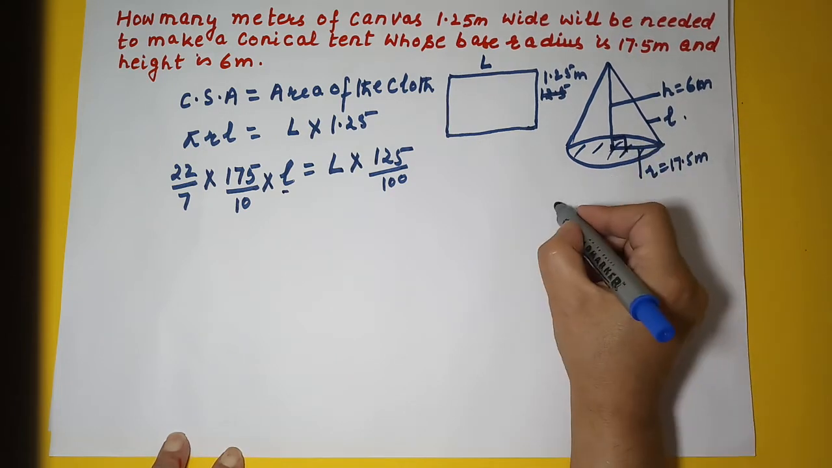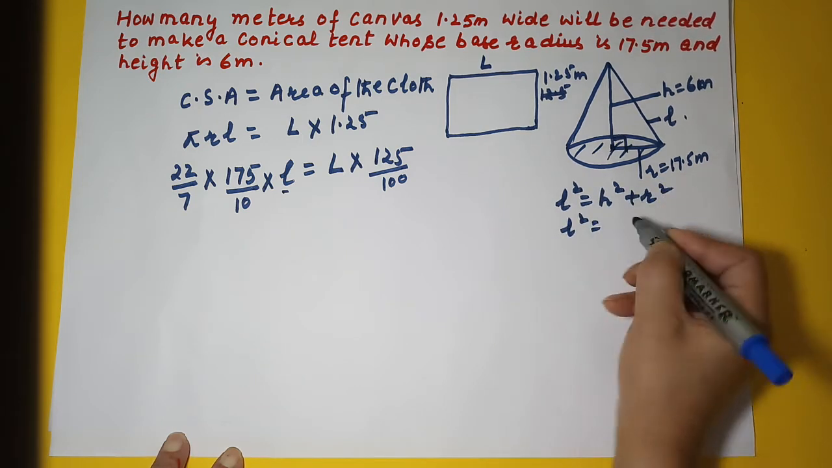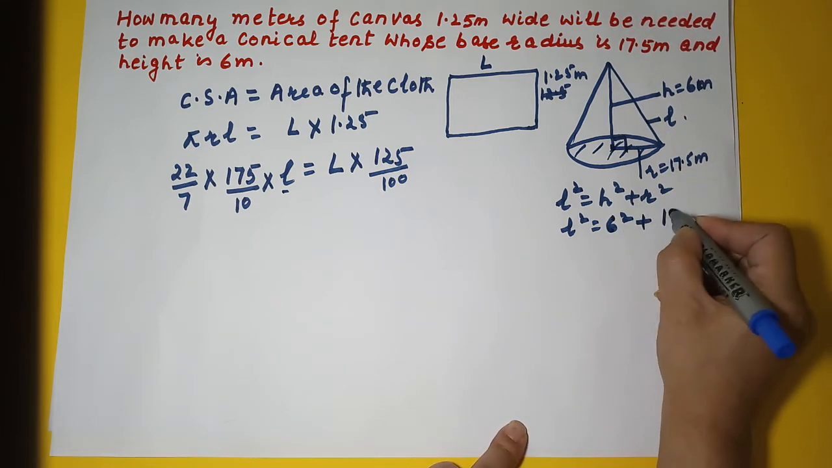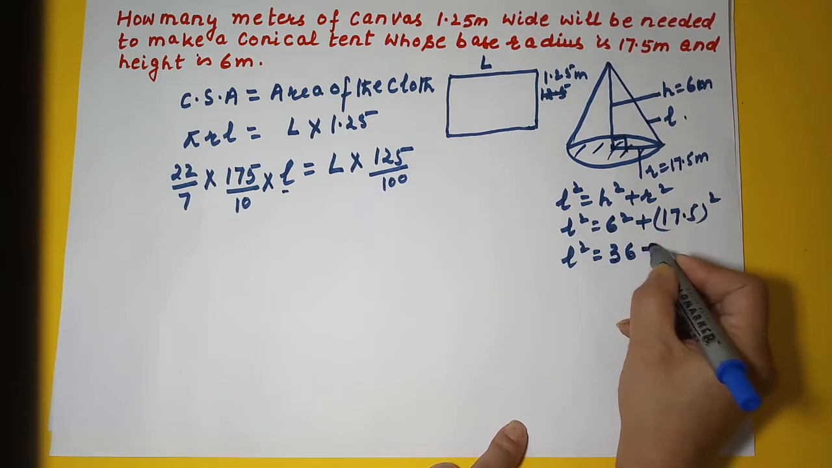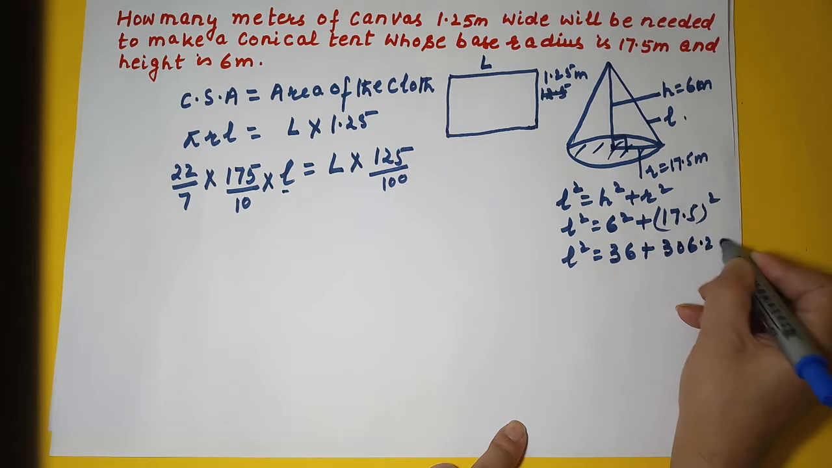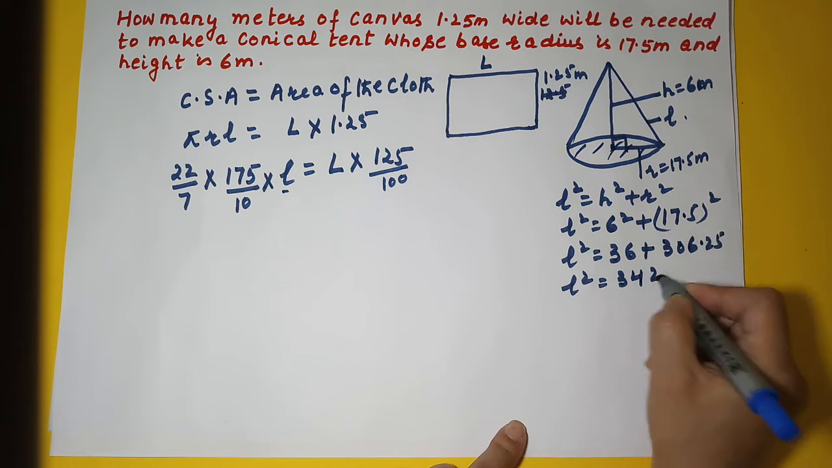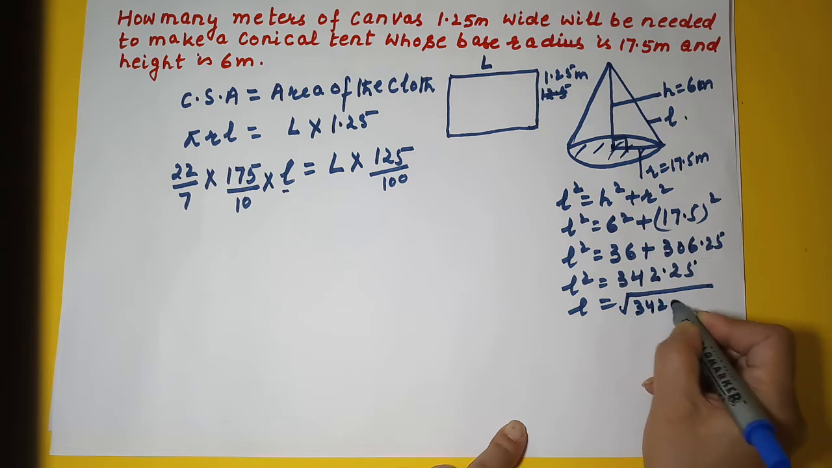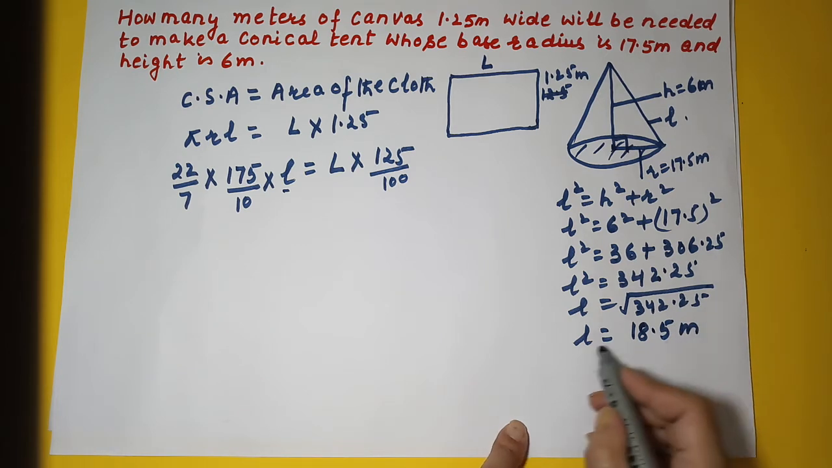This is 90 degrees. So L square is equal to H square plus R square. So L square is equal to H, I have 6 meters, so 6 square, R, I have 17.5 whole square. So my L square will be 36 plus 17.5 into 17.5 is 306.25. So my L square is equal to 342.25. So L is equal to the square root of 342.25. So my L is equal to 18.5 meters. I have found the value of this L.